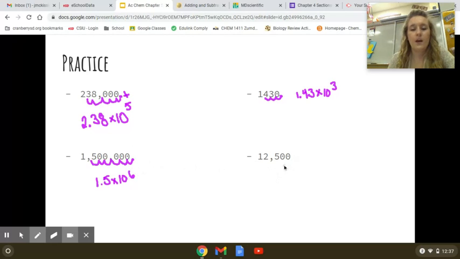Okay, and one more of this type. Again, our decimal place is here at the end because it's not listed. And we're going to go 1, 2, 3, 4 places. We're going to do 1.25 times 10 to the 4th.